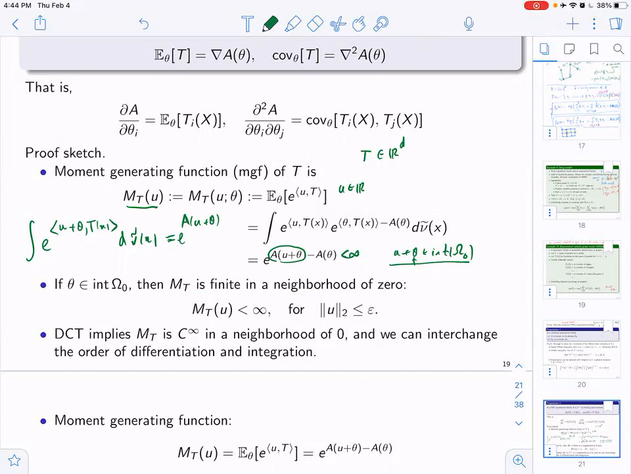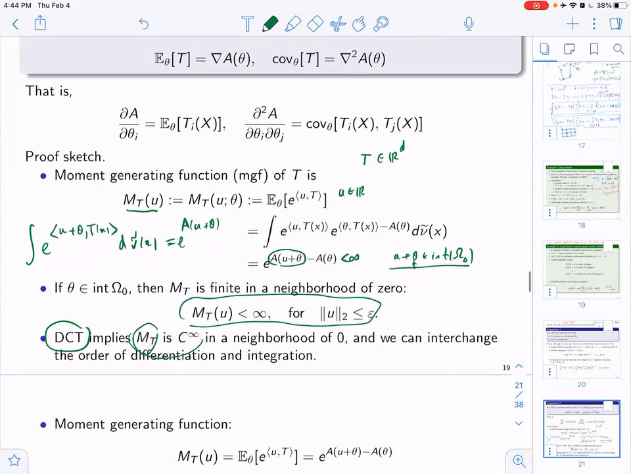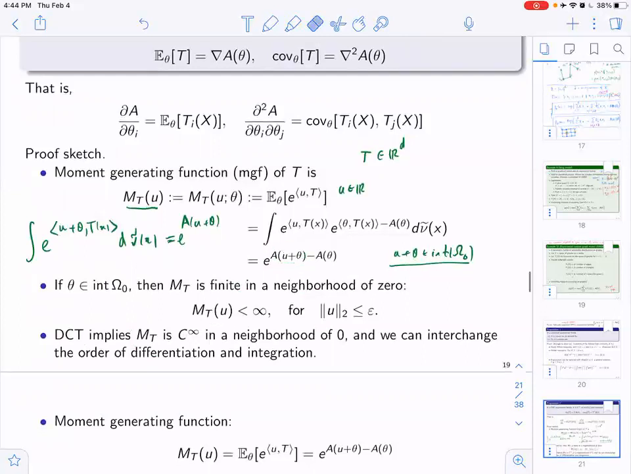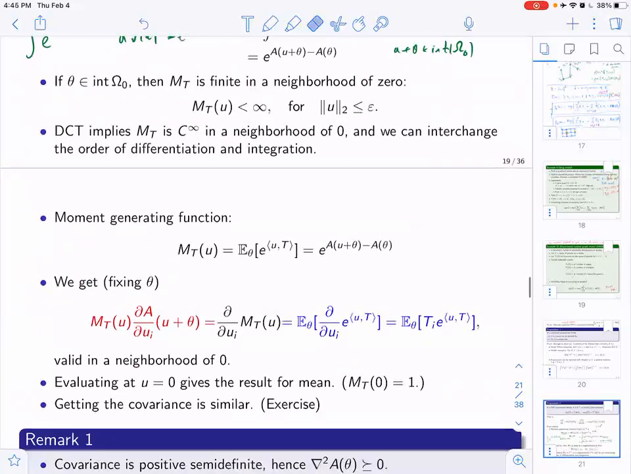And then there's this general result that if the moment generating function is finite in a neighborhood of 0, then the dominated convergence theorem implies that the moment generating function is C infinity in that neighborhood, or maybe a smaller neighborhood. Moreover, you can interchange the differentiation and integration. So this fact allows us to easily differentiate under the expectation.